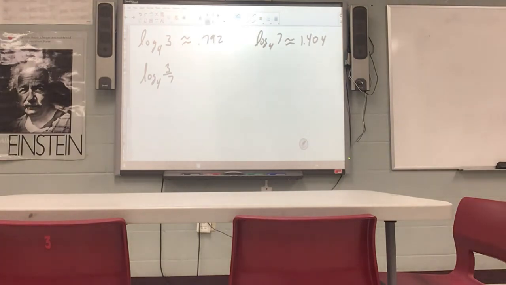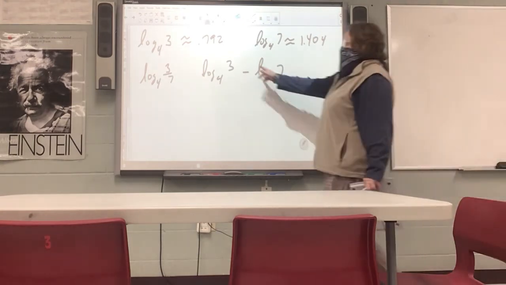Okay, so what we would notice is that's a division problem. So I can rewrite that using the quotient property, right? The quotient property is friends with which operation? Subtraction, very good. So this would be the same as log base 4 of 3 minus log base 4 of 7. I just rewrote that quotient problem using the property, and Hayden reminded us that division is friends with subtraction.